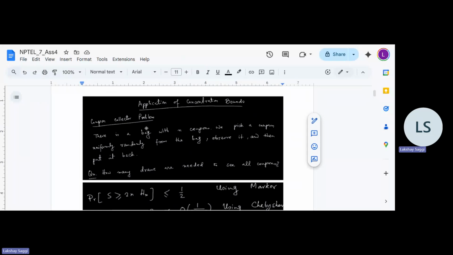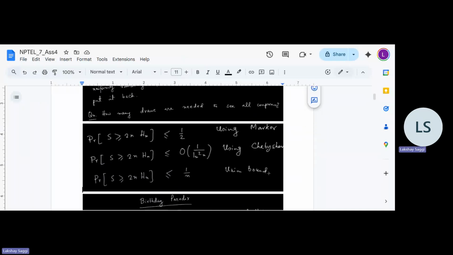Suppose there is a bag with n coupons, and we pick a coupon uniformly randomly from the bag, we observe it and then put the coupon back into the bag. So we are not choosing without replacement, we are choosing with replacement here. And now the question is how many draws are needed to see all the coupons? In how many draws will we be able to say that we have seen all the coupons?